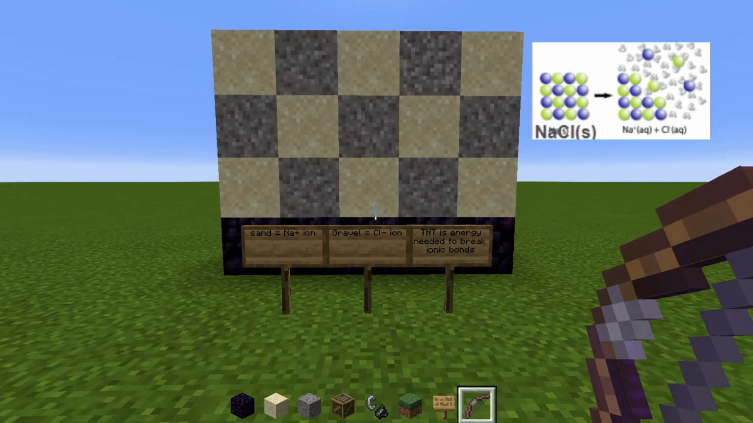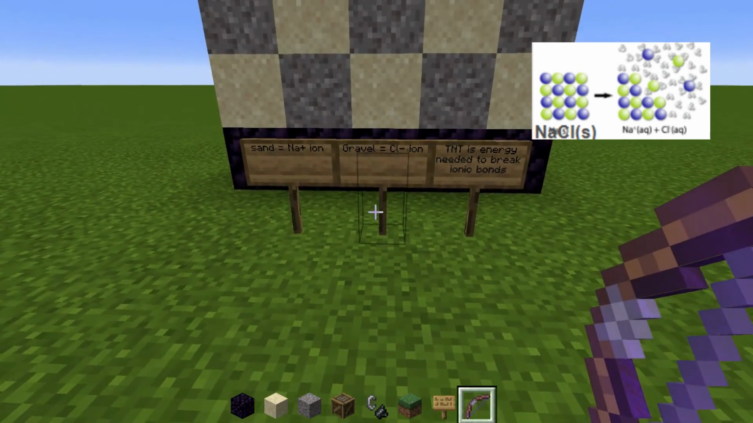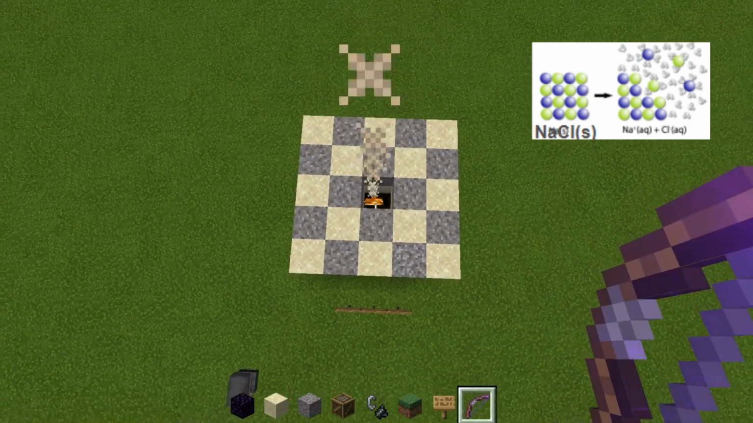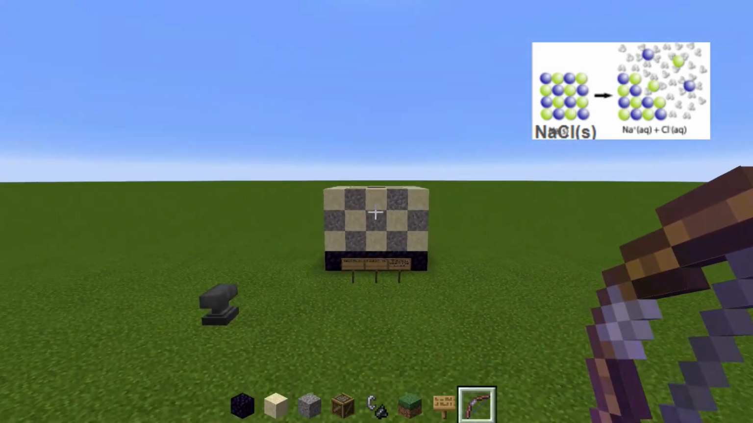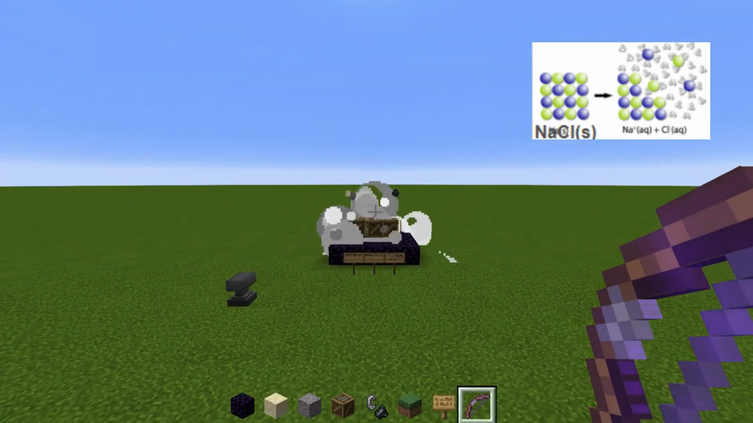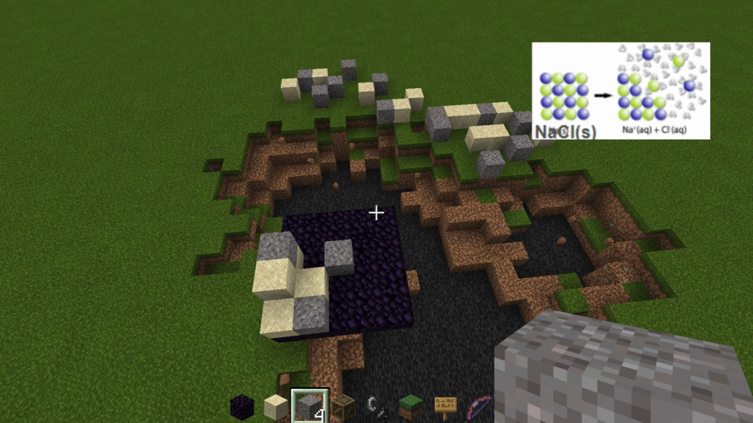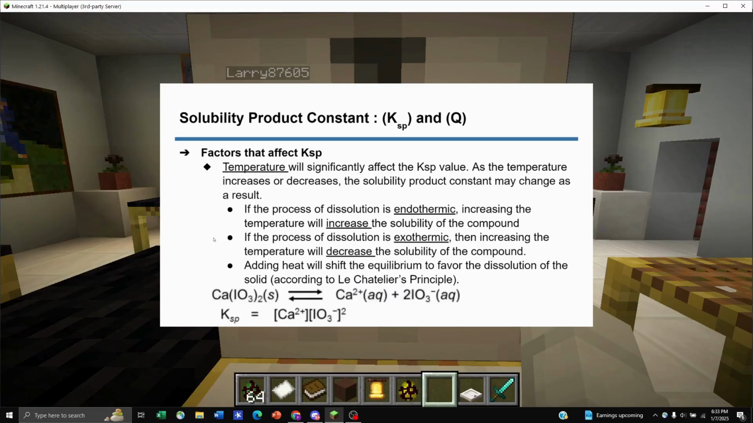Here's another demonstration where the sand is the Na+ ion, the gravel is the Cl- ion, and the TNT is the energy needed to break the ionic bonds. So it's going to explode, and as we can see, individual ions have separated from each other, meaning they've dissociated throughout.